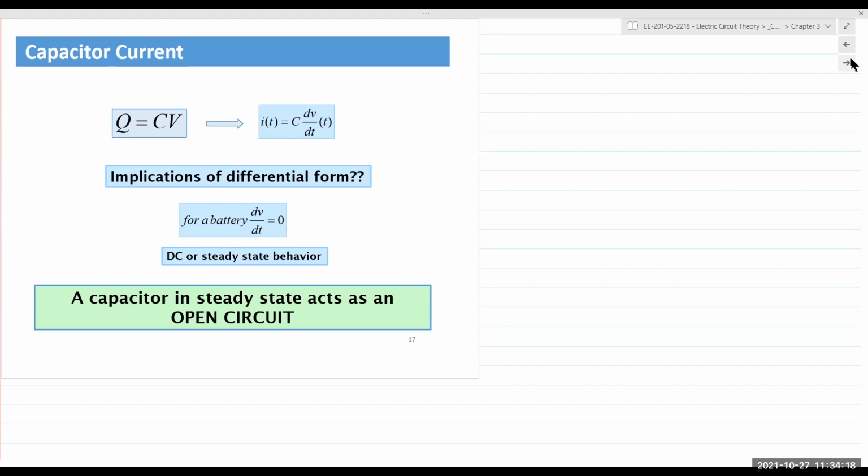Make sense? Right? Same thing with inductor current. If the inductor current is constant, di over dt would be 0, then the inductor voltage would be equal to 0. Right? Current passes straight through, no opposition. Here, the capacitor acts like an open circuit.